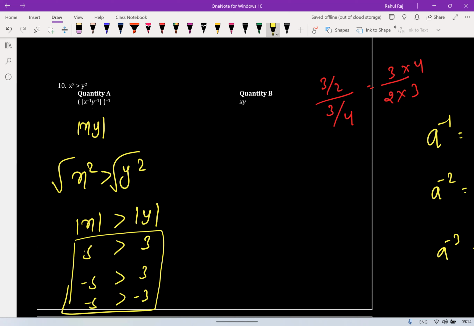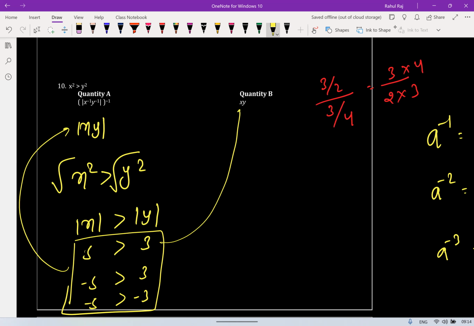You can tell by seeing X square is greater than Y square. You can just see that equation and you can tell that mod X is greater than mod Y. That's fine. So now you just put these values over here and check it off. Quantity A will always be greater because you multiply it with the negative sign, versus quantity B, which is not in a mod. If you take a case of negative X, then you will still get XY as a negative answer.